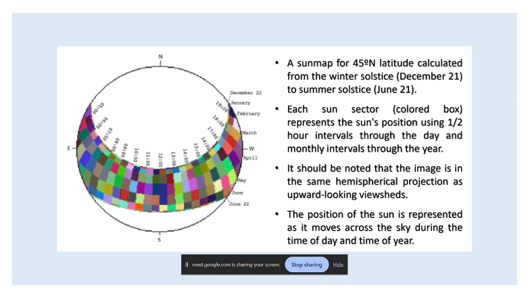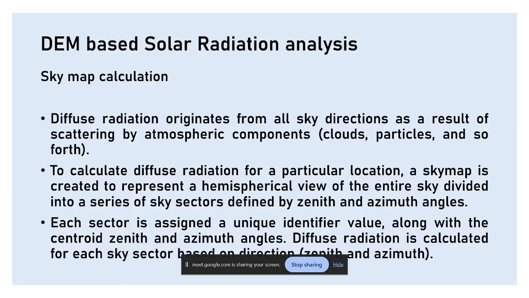The position of the sun is represented as it moves across the sky during the time of day and time of year. That is why we have this time that is given here and the months that is given here. So this gives you the time of the day and this is the time of the year in terms of months. So from December we have till June. So this is how you generate a sun map in order to overlay with the view shed.